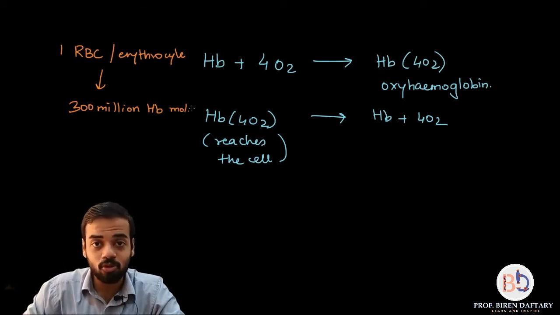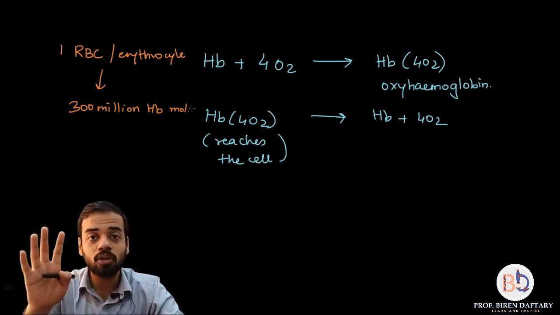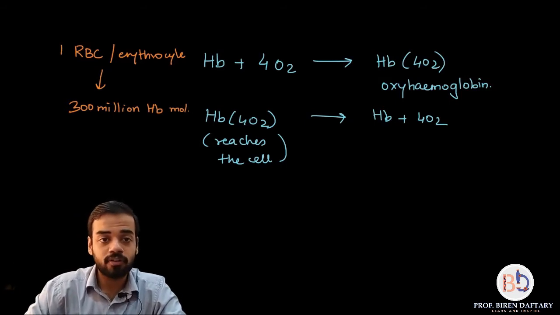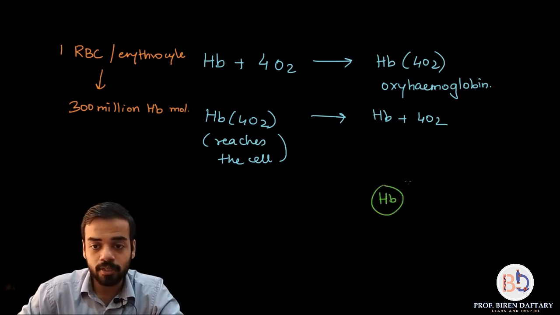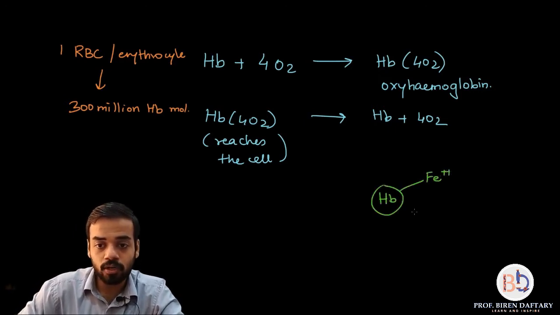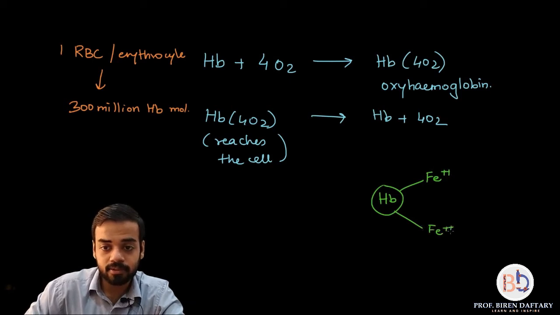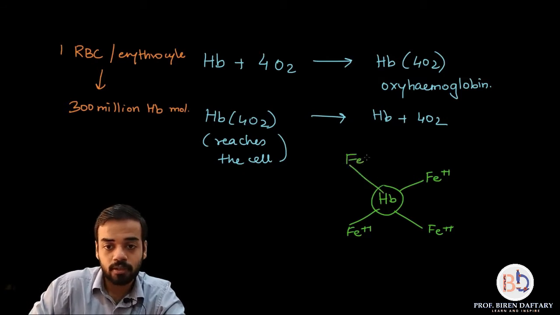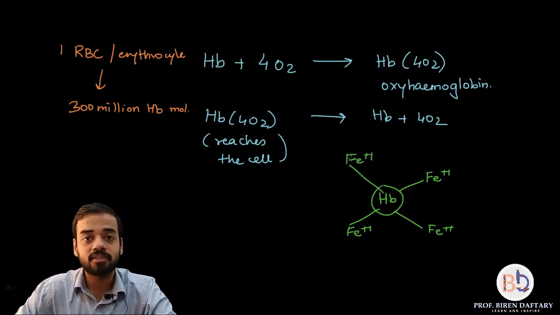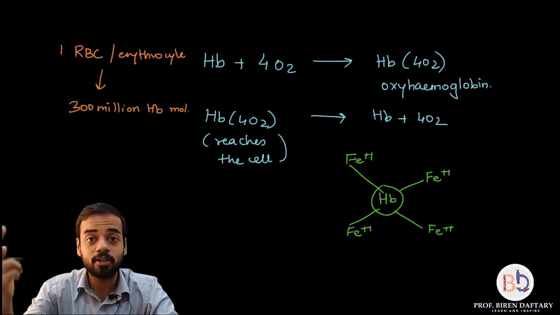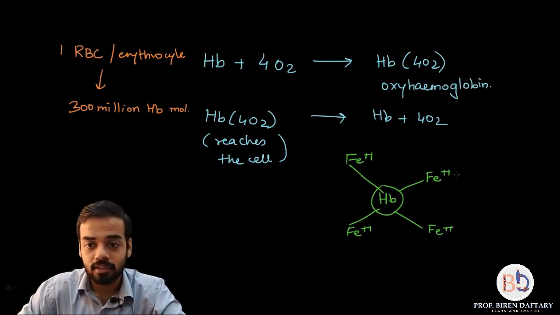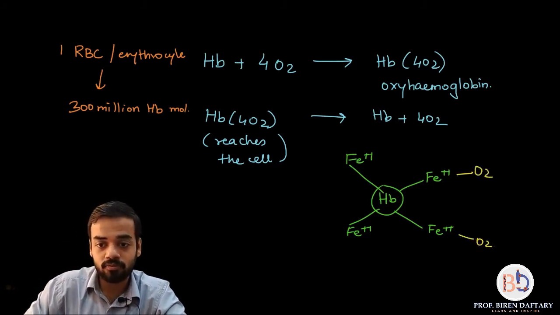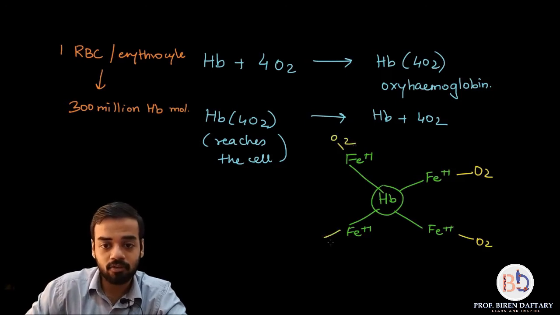And each of these hemoglobin molecules has 4 iron atoms attached to it. If I want to draw the structure of hemoglobin, I can show it like this. This is the hemoglobin and there are 4 iron atoms attached to it. I am showing Fe2+, and each of these iron atoms can bind to one oxygen molecule. So one oxygen over here, another over here, another over here, and one more over here.